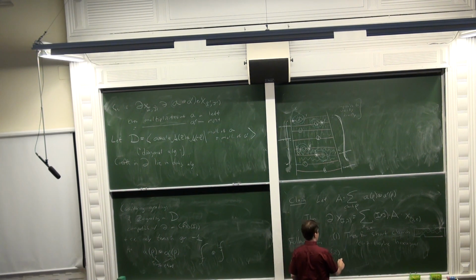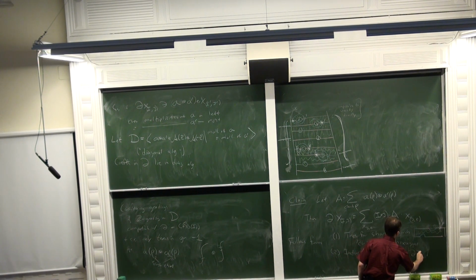And then the second step is that, well, we use induction, we prove it by induction on the length, using the fact that boundary squared is equal to 0.